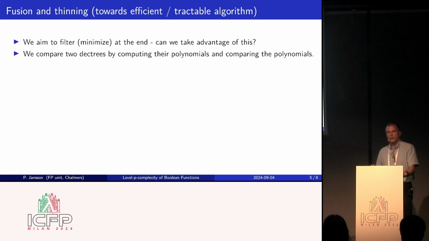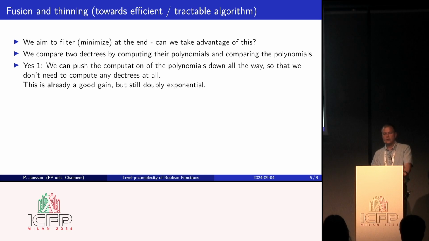So what can we do? Well, first step is to see that when we compare the decision trees, we actually want to look at the polynomials. So maybe we don't even have to compute decision trees. We can directly compute polynomials. You can fuse these computations.